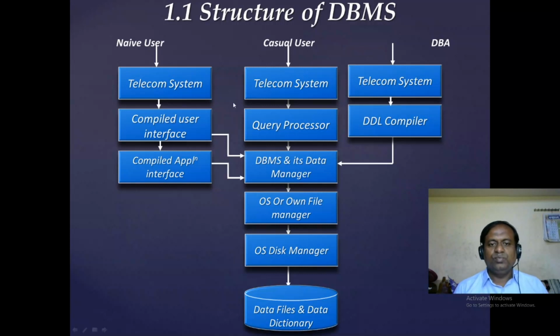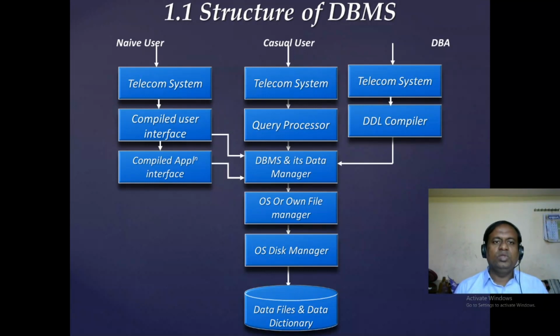Second, users. Here, as you can see, there are three users: naive user, casual user, and DBA. Actually, there are four users of a database management system. First one, naive user. Second, sophisticated user. Third, specialized user or database administrator. And fourth, application programmer.